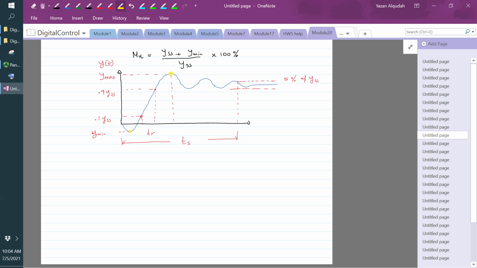This is the settling time. This is the steady state value. This is 5% of that steady value plus minus. The time it reaches this narrow strip and stays within this strip, we define that as the settling time.